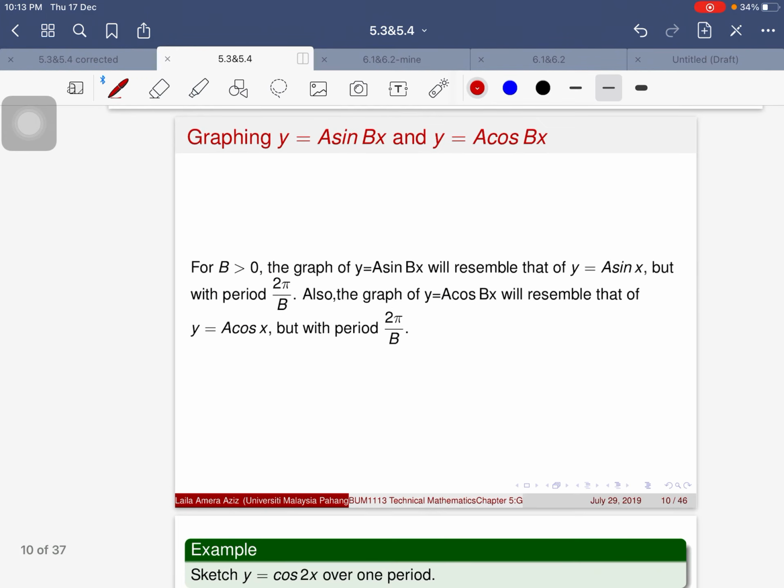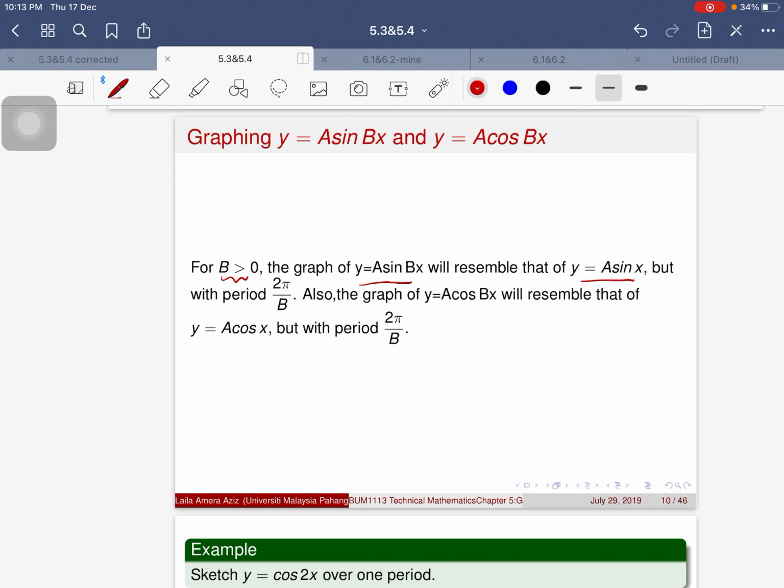Okay, now let's have a look at b. So what does the value of b do? For b greater than 0, as it's being told here, b always has to be a value that is greater than 0. So the graph of y equal a sine bx will resemble that of y equal a sine x. The shape is going to be pretty much the same, but with a period of 2 pi over b.